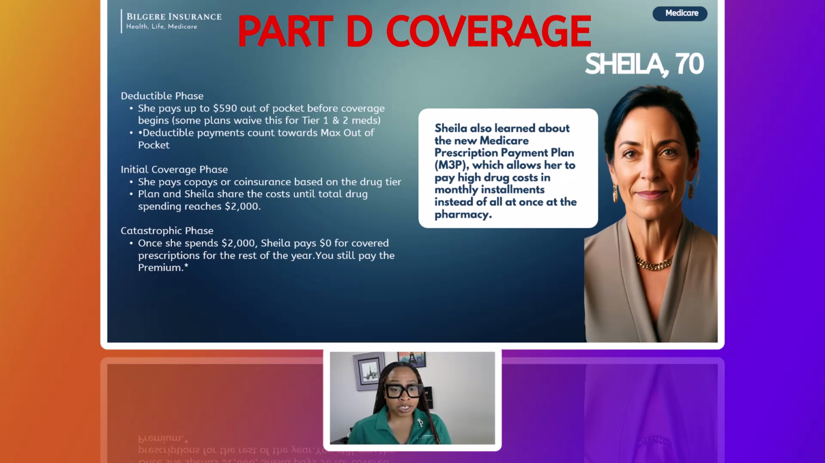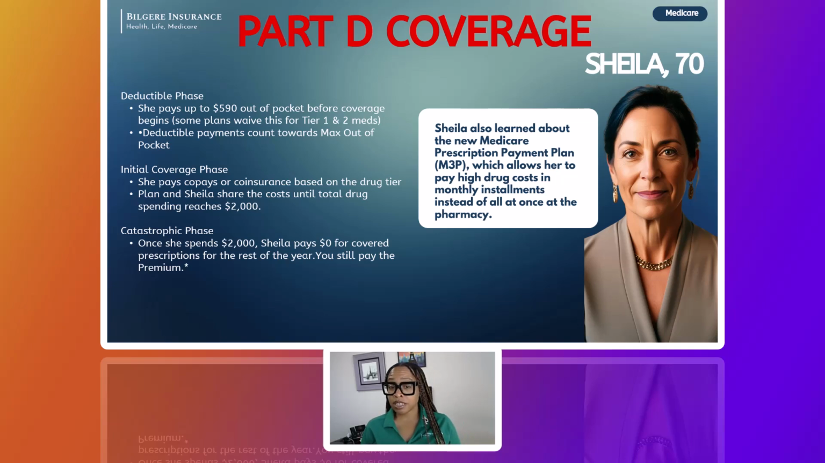You would pay $590 out of pocket before your coverage begins for prescriptions, but a lot of times tier 1 and tier 2 meds are not included in that deductible. It really just depends on what Medicare option you select. So traditional or not traditional, most common blood pressure or cholesterol drugs are normally tier 1 or tier 2. When you start to get into medicine to maintain diabetes or those more expensive drugs, they go to the higher tiers, and that's when your deductible applies. So you would pay your copays, your coinsurance.